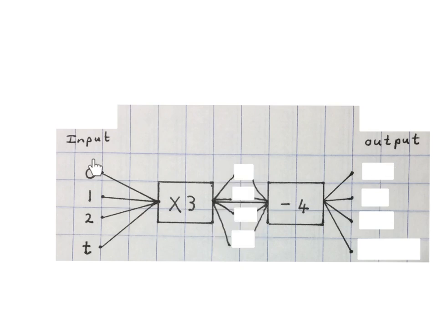So 0 times 3 will give me, yes, 0. Then 1 times 3 will give me 3. Then 2 times 3 will give me 6. And then t times 3 will give you 3t. This might be new to you. Don't be afraid. Get used to it quickly.